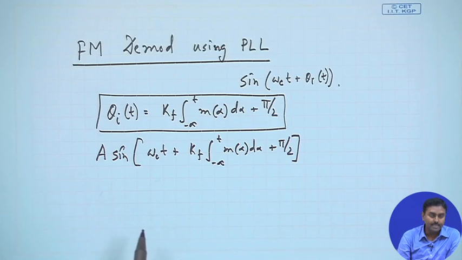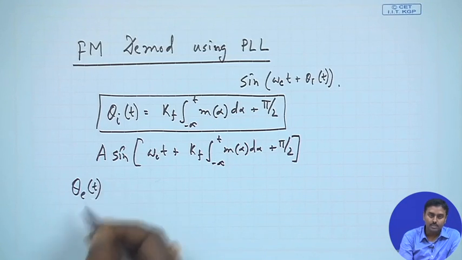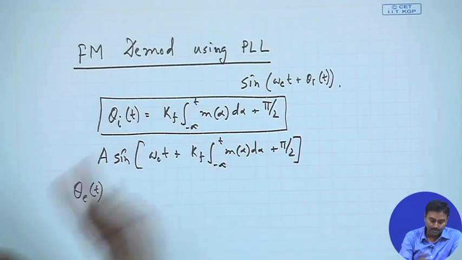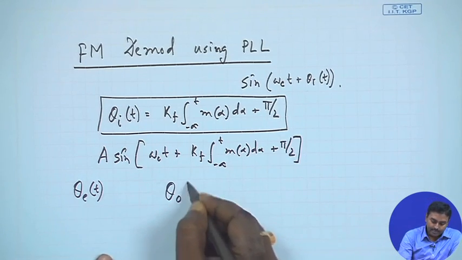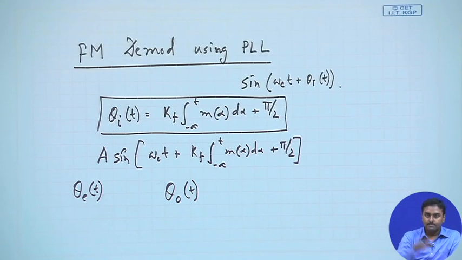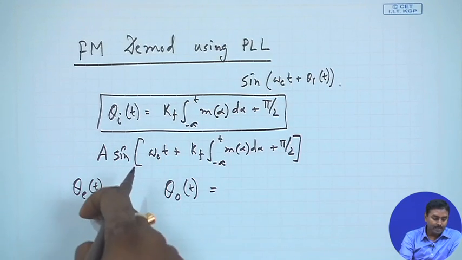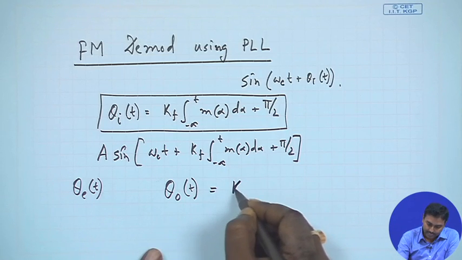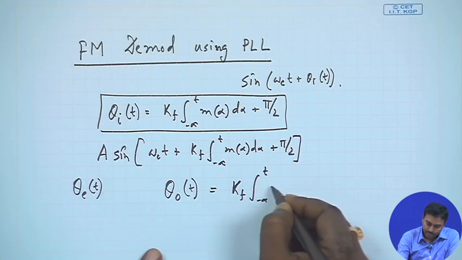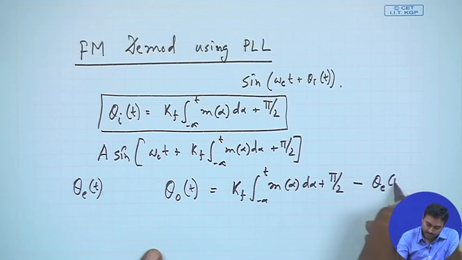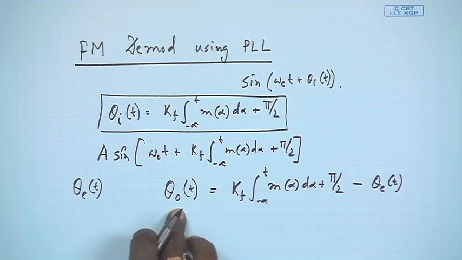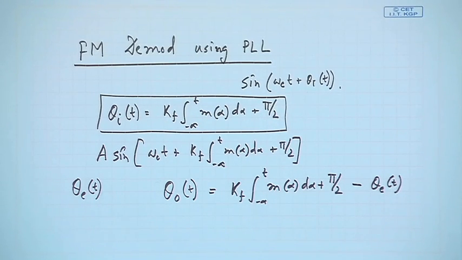Let us say the output phase error that is generated due to the locking is theta e. Of course, this should be small enough, we will see that. So, the PLL output phase theta o(t), generated after the VCO, should be the input phase minus this theta. The input phase is k_f times the integral from minus infinity to t of m(alpha) d alpha, plus pi by 2, minus this theta e(t). That is what it will lock to, and it will get this output phase.